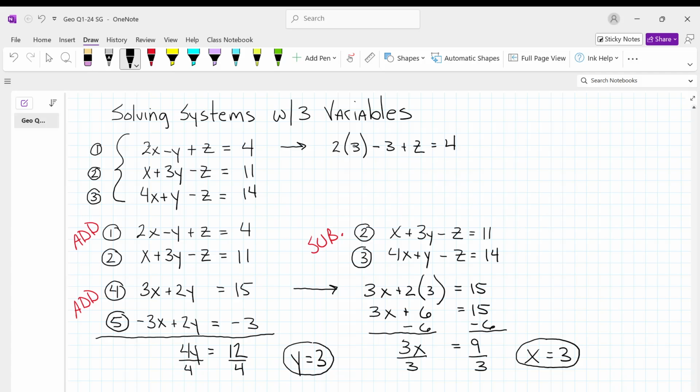2 times 3 is 6, minus 3 is 3 plus z is equal to 4. Subtract 3 from each side. And we get a z that's equal to 1.